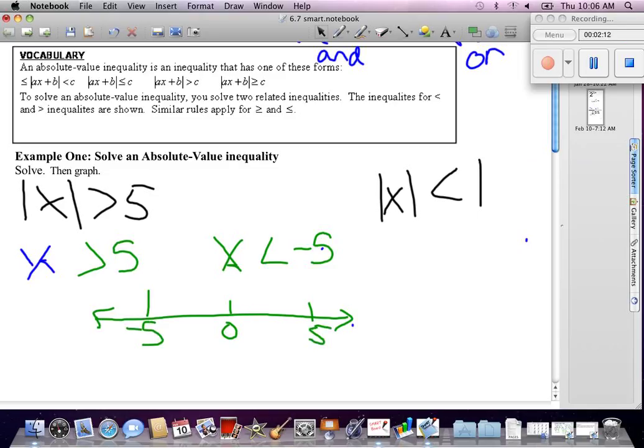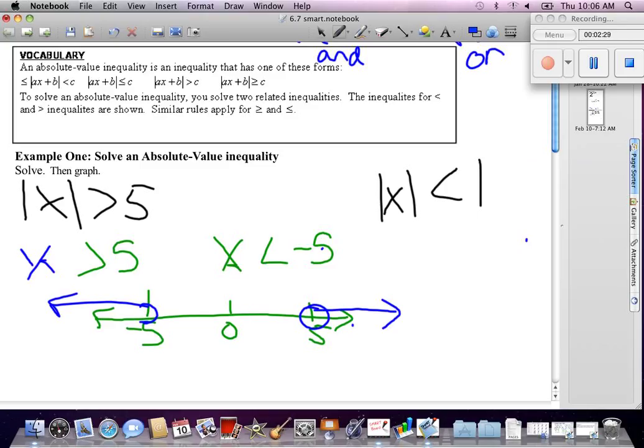And just follow which way the arrow is pointing. X is less than negative 5. Less goes to the what? The left. X is greater than 5, open circle, to the right. Is it an and or an or? Or, because they're going separate ways.